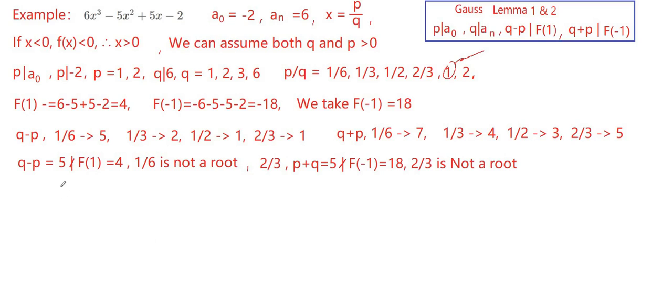So for now, only 2 options left. One is 1 divided by 3. One is 1 divided by 2. We can test. Suppose we test this one first. 6, 3 squared plus 5 minus 2.